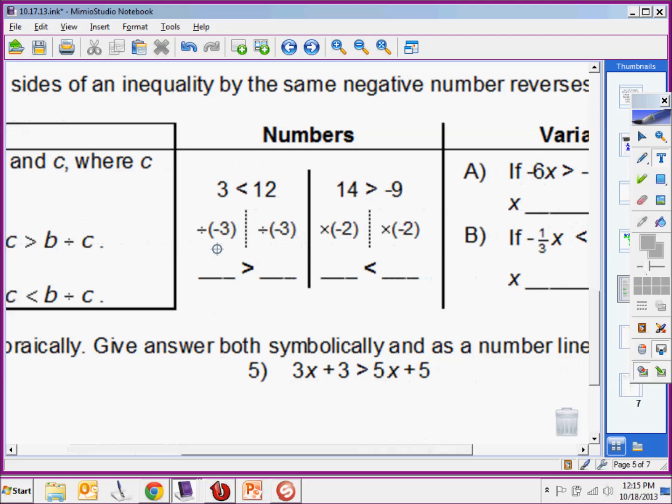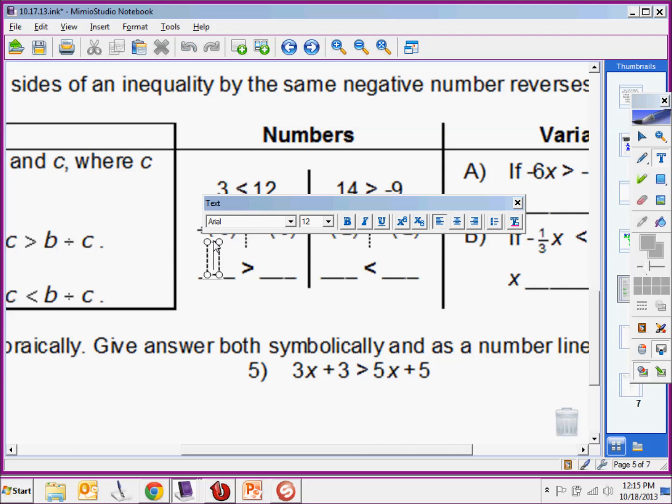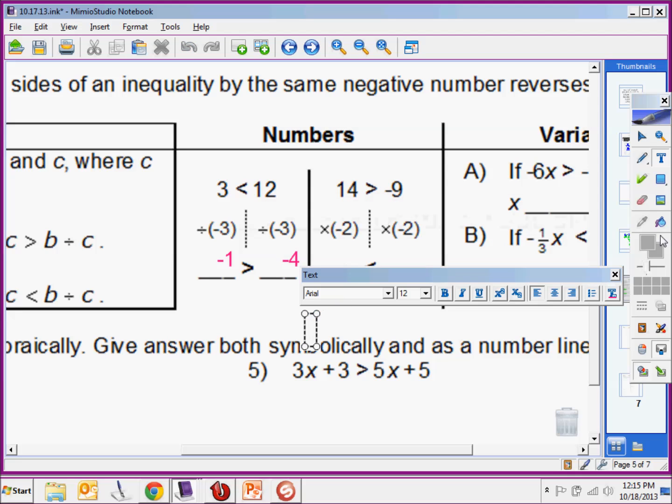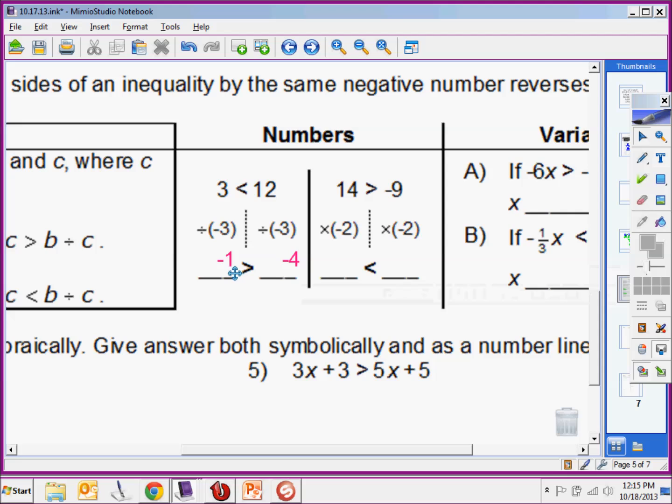Let's see how that affects our numbers. So I have 3 divided by negative 3. What do I get? -1. I have 12 divided by negative 3. What do I get? -4. If I had not switched my signs, would this be a true statement? No, because negative 4 is not greater than negative 1. That is why you have to switch your inequalities.